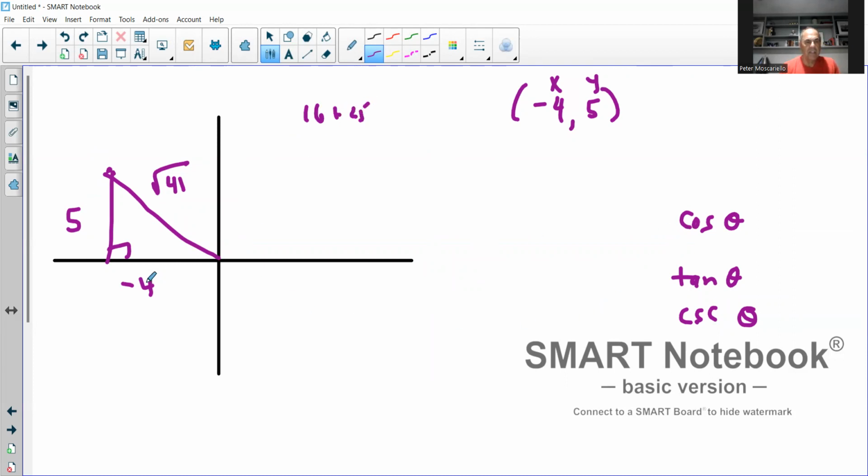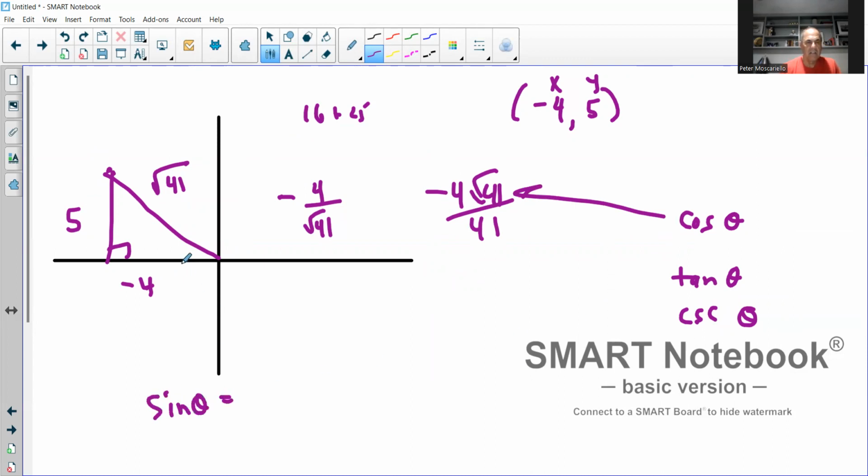So cosine, x over r. So cosine is negative 4 over root 41, which would be negative root 41 over 41 for cosine. Tangent we'll come back to. Cosecant, find sine, opposite over hypotenuse. Cosecant, you flip sine, and you get root 41 over 5. Get cosecant.